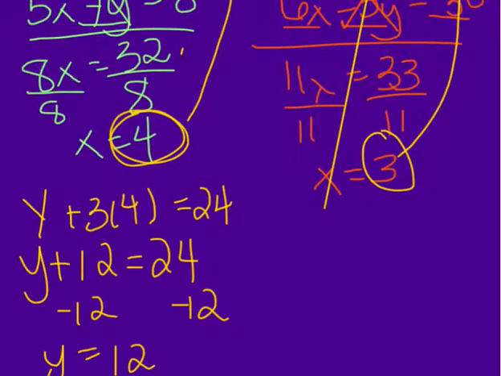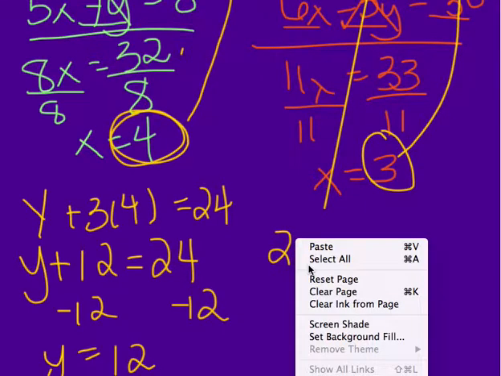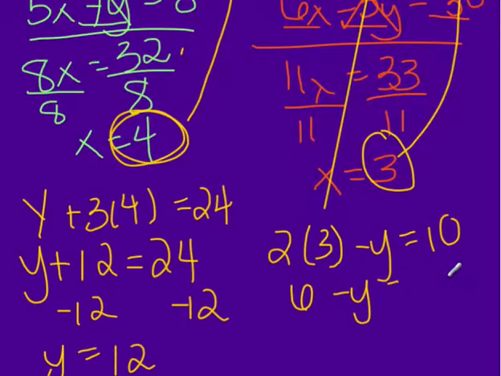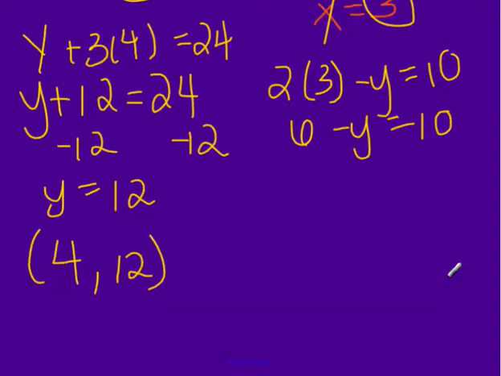All right, so then we're going to get 2, and then instead of having x, we're going to have 3, and then minus y is equal to 10. Well, 2 times 3 is 6, minus y is equal to 10. So now I need to get that 6 over to the other side. Well, it's a positive 6, so I'm going to subtract 6 from both sides. Then I get that a negative y is equal to 4.